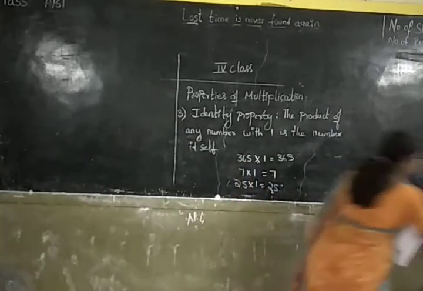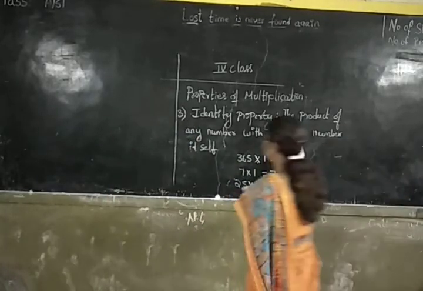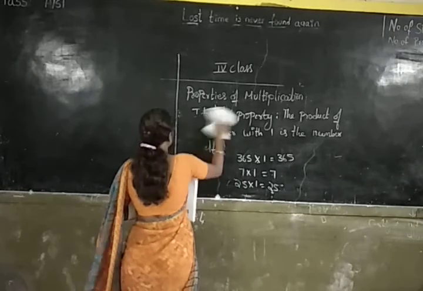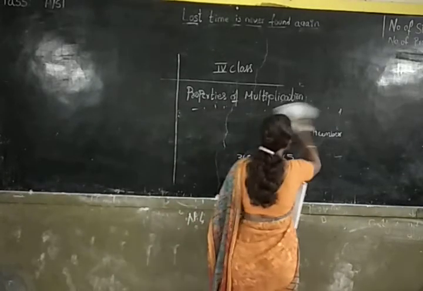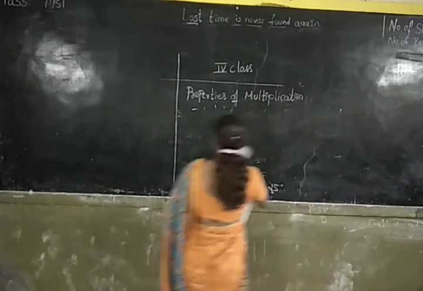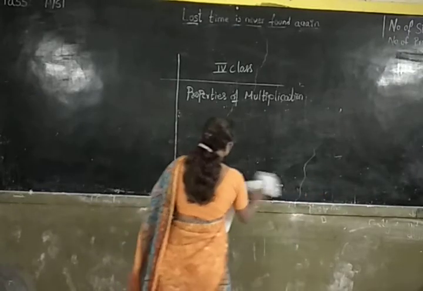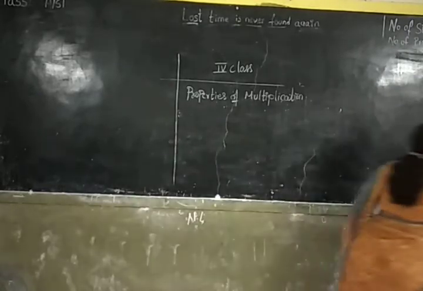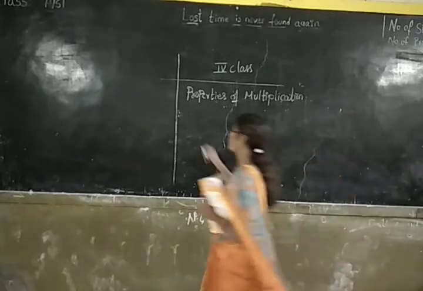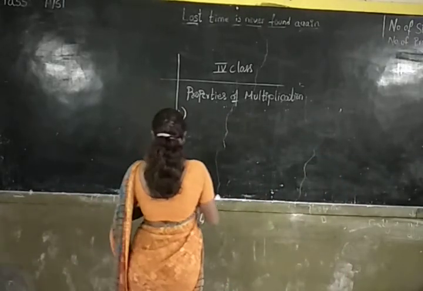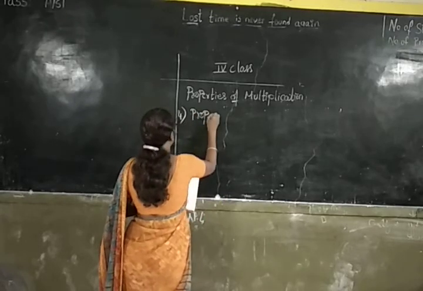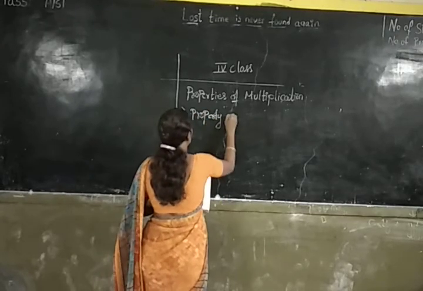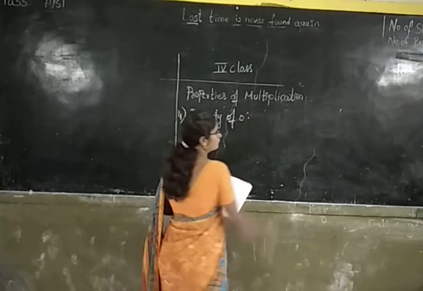Okay children. Third one is the identity property. If we multiply any number with 1, we will get the same number. Now let us move to the fourth property, which is the property of 0.